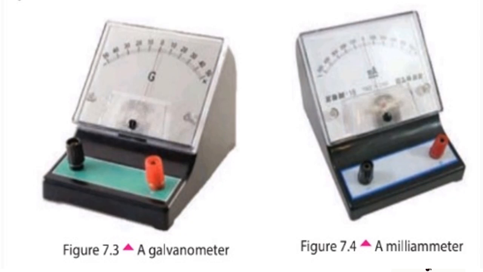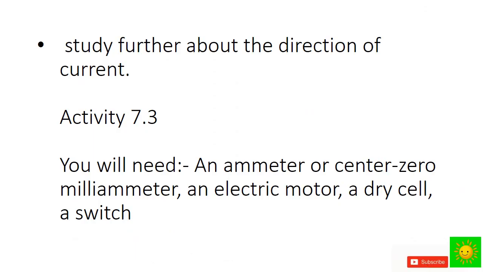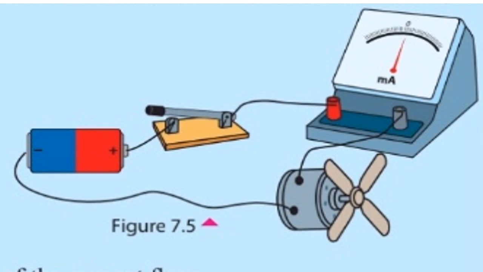A center zero galvanometer in the first picture, or a center zero ammeter or milliammeter, you can see a center zero milliammeter in the second one, can be used to identify the direction of electric current. Now we are going to use that equipment to study further about the direction of current by using these things. Then you have to set up this setup like the given figure. Then you have to discuss the reason for your observation. What will happen here, you have to discuss it.